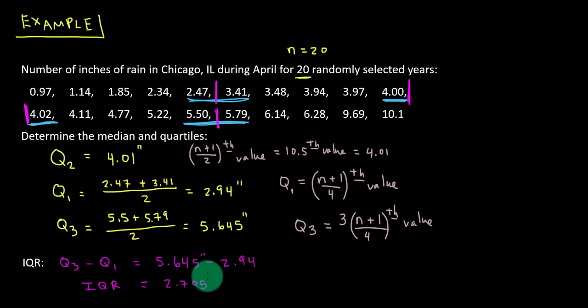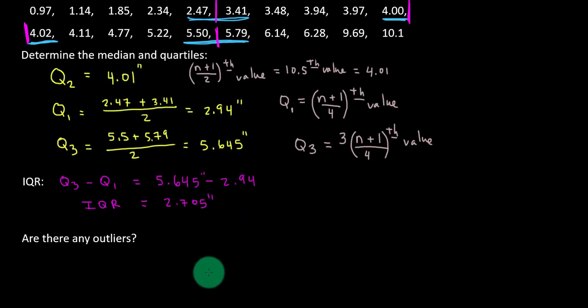Therefore, our interquartile range is about 2.705. Scrolling down here, let's determine, based on all this info, if there are outliers present in this data set. We need to utilize our formulas from earlier, that of the lower fence and the upper fence. Let's start with the lower fence first.